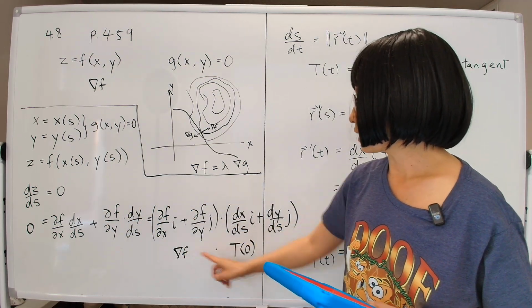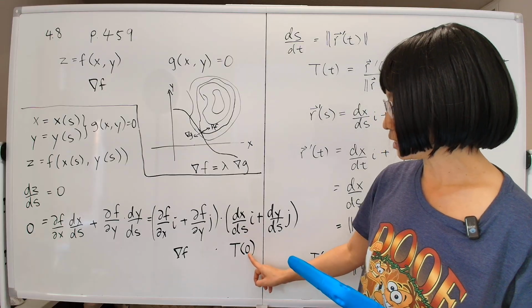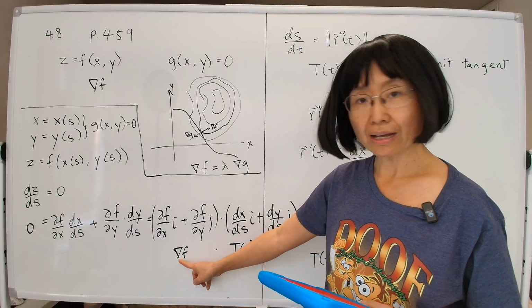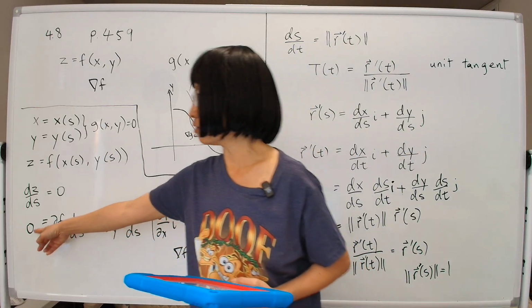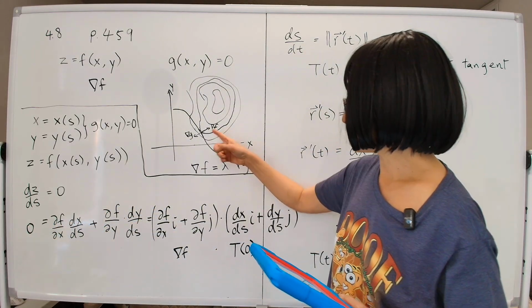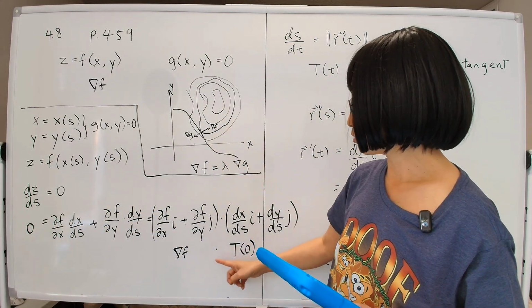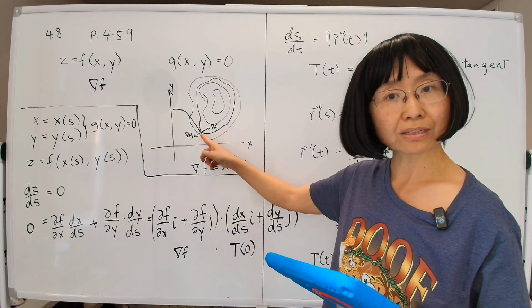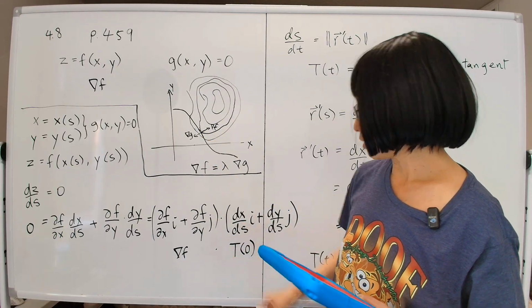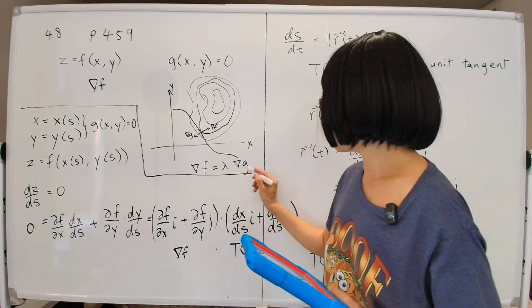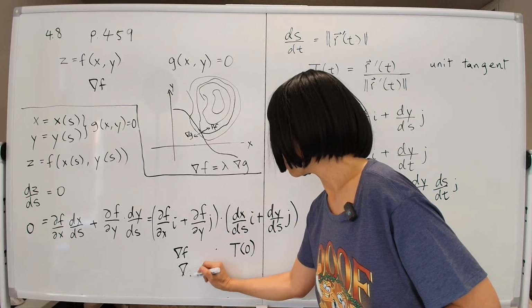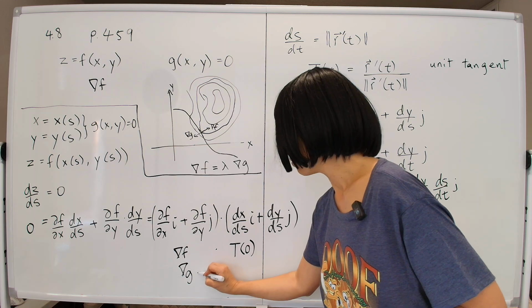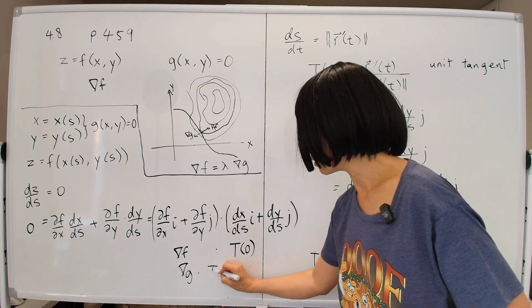Now, in that case, you can see that at that point the del f, the gradient, dot the tangent is going to be equal to 0. And if that's the case, then the gradient f is going to be perpendicular to the tangent of the curve. The next thing we notice is the gradient of g is always tangent to its own curve, right? So gradient g dot the t0 is also equal to 0.